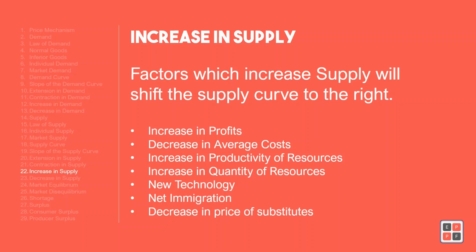Increase in quantity of resources, maybe the economy has found new oil wells, and this is going to increase the supply. New technology will increase productivity, and whatever will increase productivity will increase supply also. Net immigration means the number of people entering a country are more, so that means we have more labor force, that means we can produce more, hence the supply is going to increase. Decrease in price of substitutes.